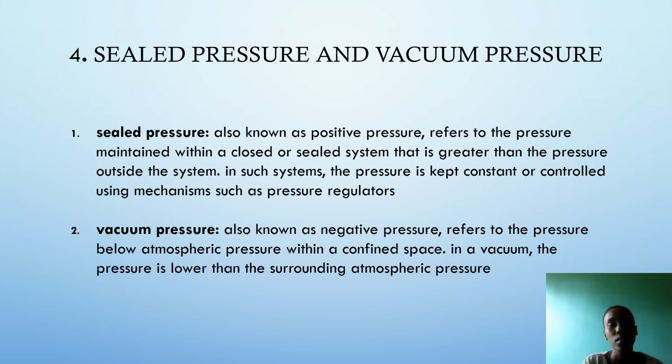As we see, the pressure inside the sealed system is greater than the outside in sealed pressure. So when we come to vacuum pressure, it is the reverse, the opposite of the previous one. The vacuum pressure is below the atmospheric pressure within a confined space. In a vacuum, the pressure is lower than the surrounding pressure.